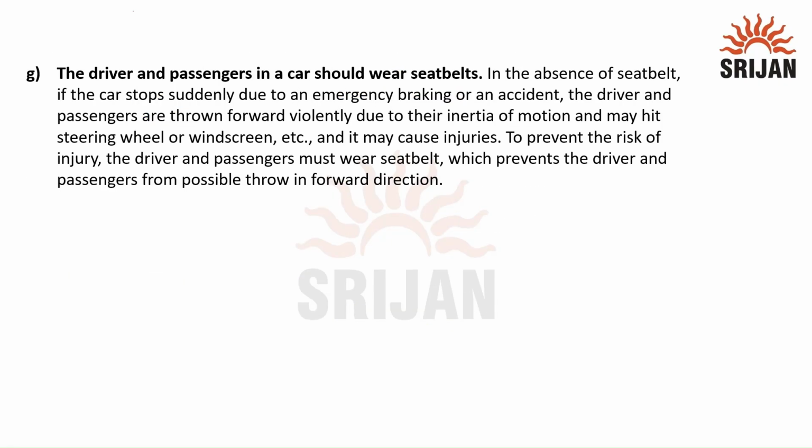The last example which we are going to study is, the driver and the passengers in a car should wear seat belts. We have already discussed in a previous example that when a car suddenly stops, the passengers feel a forward push. So if the car stops suddenly due to an emergency braking or an accident, the driver and the passengers are thrown forward violently due to the inertia of motion, and they may hit the steering wheel or the windscreen, and this may cause injuries. To prevent this risk of injuries, the driver and the passenger must wear a seatbelt, which prevents the driver and the passengers from possible throw in forward direction.